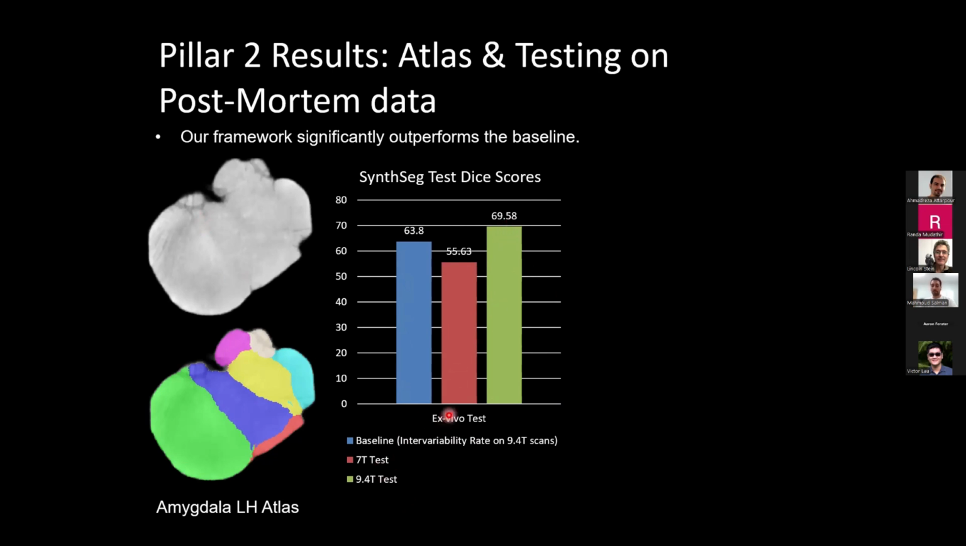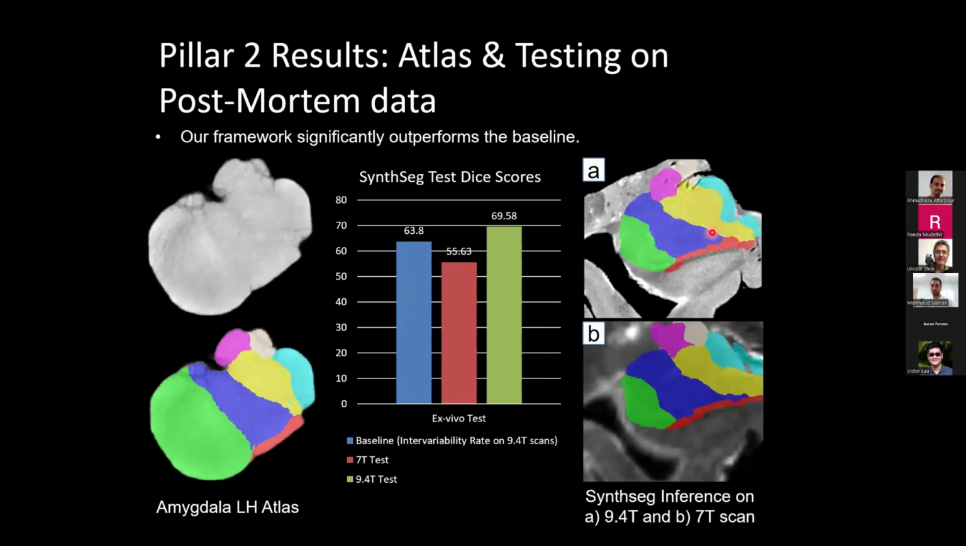And there is another inference. Instead of making an inference to the model with a 9.4 Tesla scan, we are making an inference with the same 7 Tesla scan, and we can see here some qualitative results. We can see the amygdala subnuclei are really well delineated, especially in the 9.4 Tesla. And it's not that bad in the 7 Tesla. It's lower, but it's not that bad. And this makes common sense because 9.4 Tesla has a much higher signal to noise ratio.